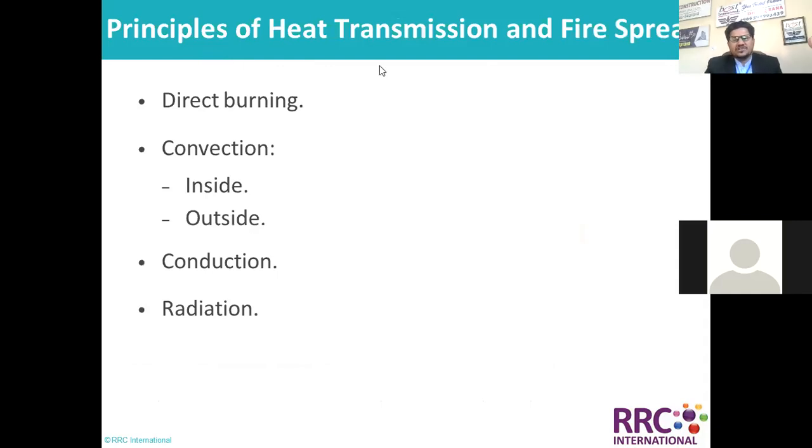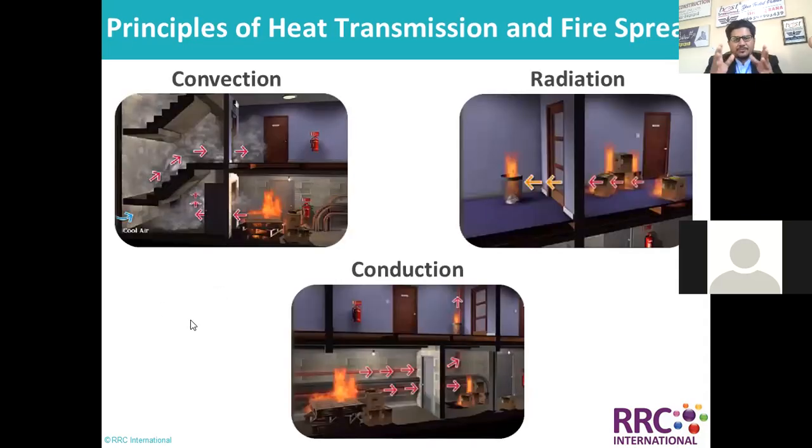Now, principles of heat transmission and fire spread. There is direct burning, convection, conduction, and radiation. So CCR, at least you need to remember CCR, because direct burning, of course, is quite straightforward. But the 3 other methods, CCR, mean convection, conduction, and radiation. Convection means inside and outside; conduction and radiation we're going to discuss later on for sure. See in the picture, you will have a clear understanding of what convection is and how radiation moves around, and how conduction happens via metals.